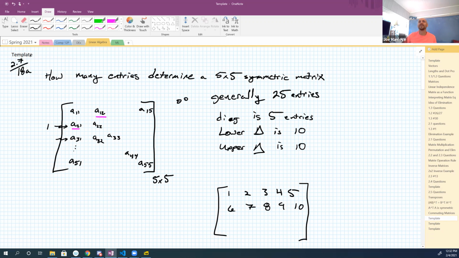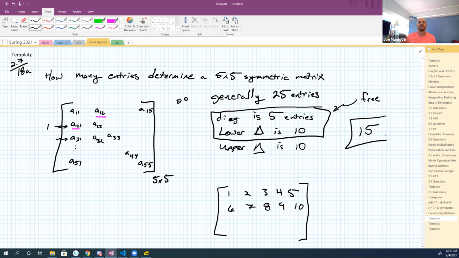But ultimately, I'm going to think about it like this. These are free, and the rest are determined. So there are 15 independent entries in a 5 by 5 symmetric matrix. You guys with me on that?